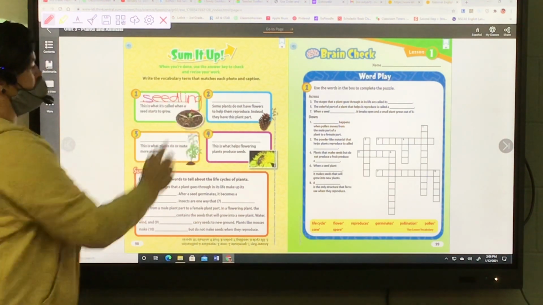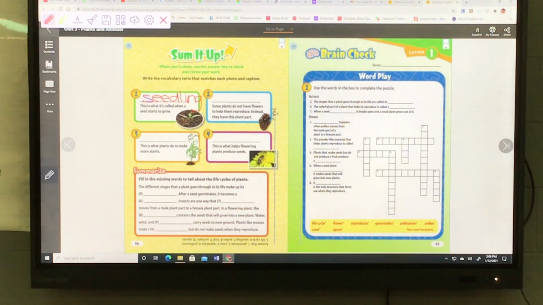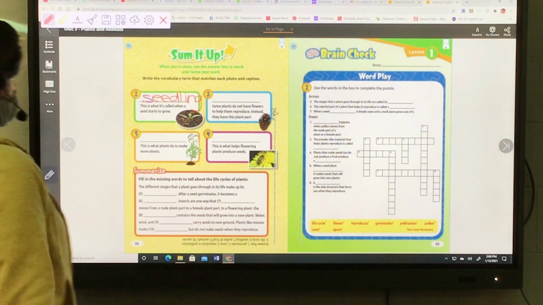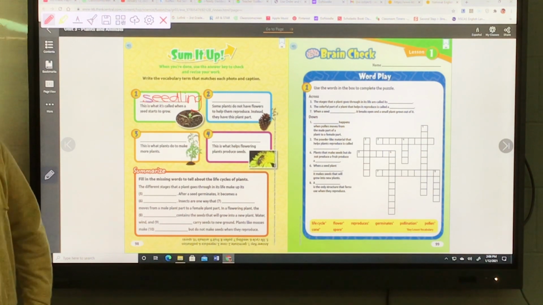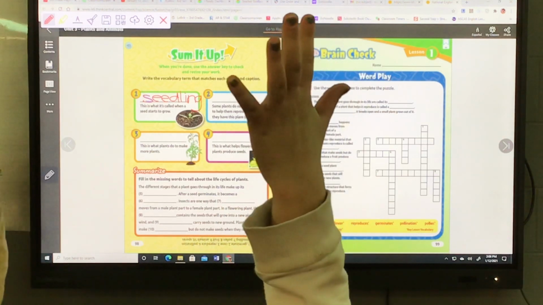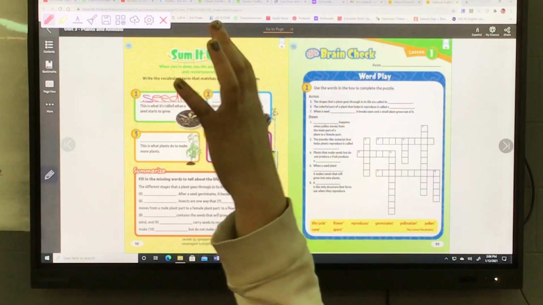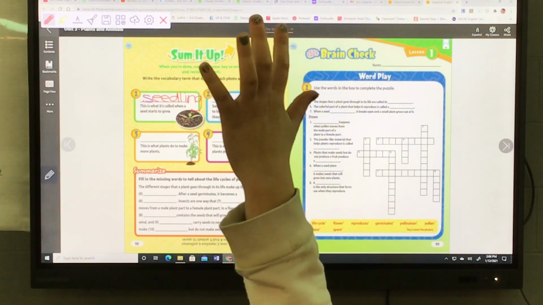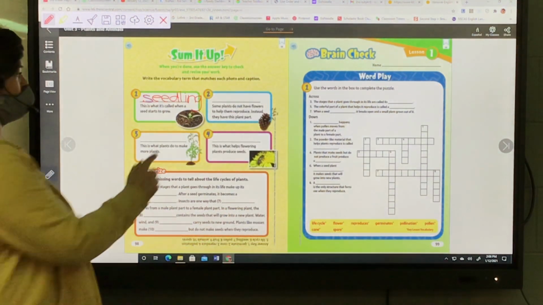Okay, so that is a seedling. Look at the second one. So we're moving over to the right. Some plants do not have flowers to help them reproduce. Instead, they have this plant part. What do you think? What is this? Cone.